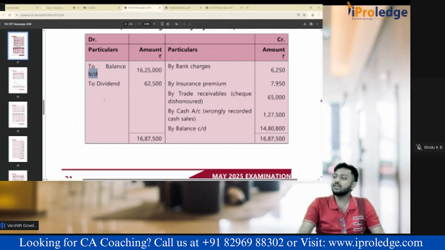Here, don't consider this. Excluding balance carried down, which side do we have more, debit or credit? See, on debits we have 16 lakh 87. Debit is more than credit. It has a debit balance, a favorable balance. With a cash account, debit is a favorable balance. Correct?